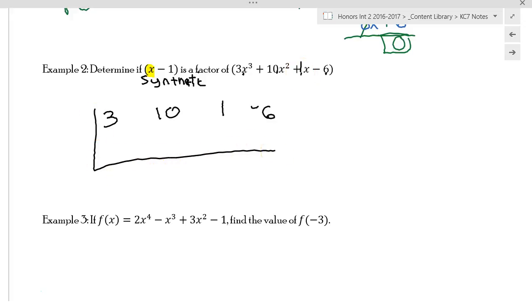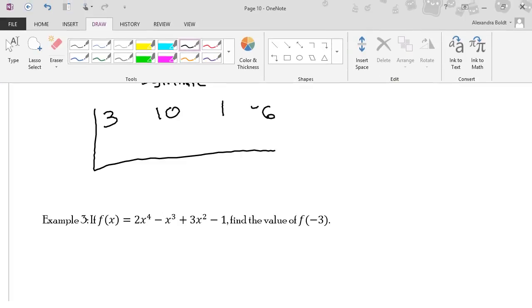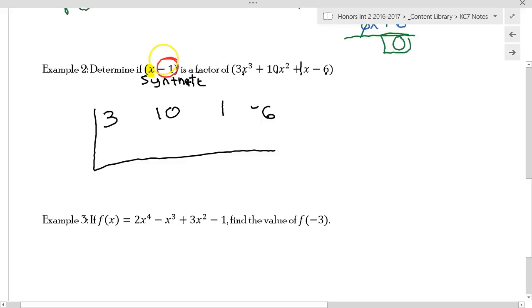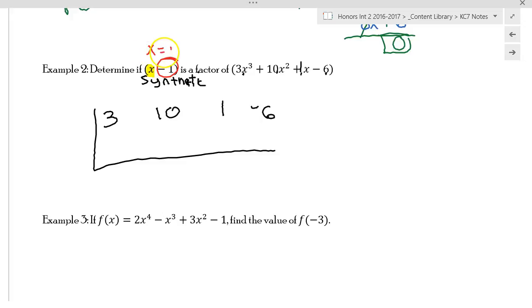There should be room on the bottom of your box. Your box doesn't come all the way down. We have to write stuff underneath it. Then I have to change my sign. So it's x minus 1, so it's x equals 1. So there's a 1 here.